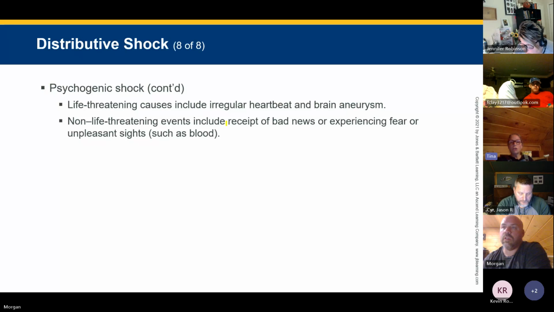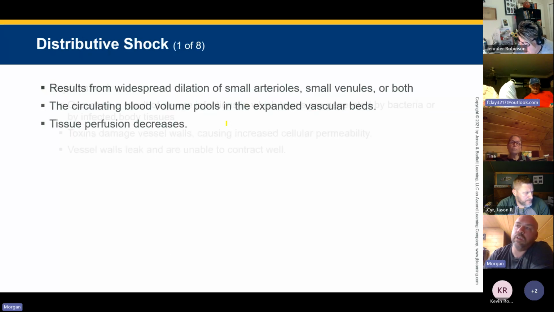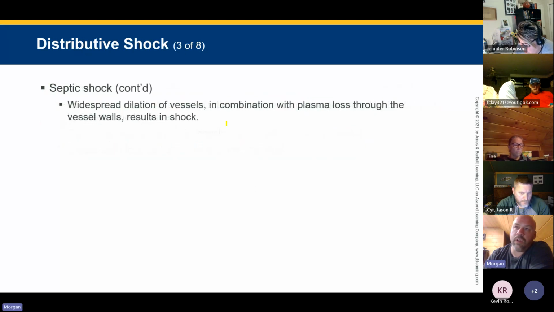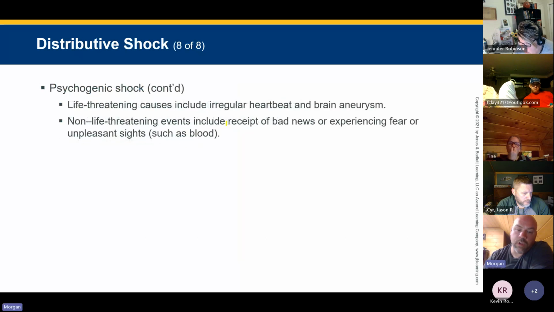Morgan, the distributive shock, you mentioned it's going from a 2-inch to a 4-inch. Can it also be distributive shock if it's going from a 4-inch to a 2-inch? Or is that back to the pump issue? Or does that just not ever happen in shock? It's obstructive. That would be considered obstructive, right? Because that's when we have that thrombosis, when you're clotting something off and the blood's not passing through. But if your vessels are actually shutting down or closing up, is that part of shock or not?